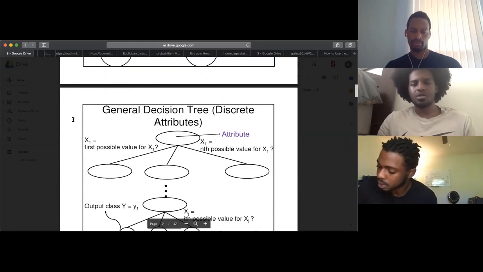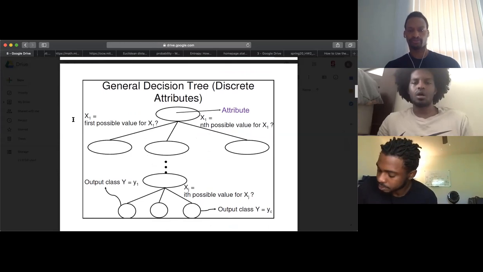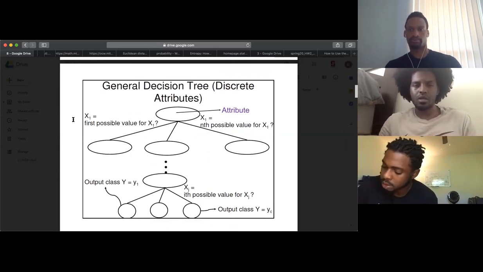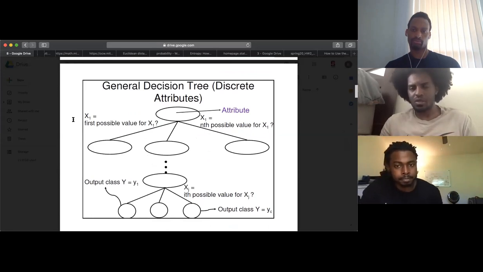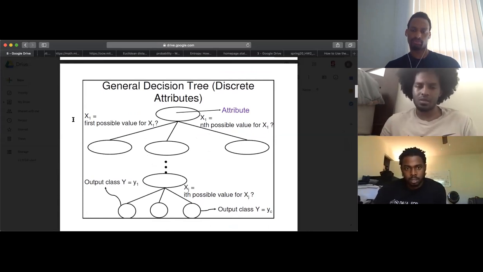Yeah. So here's the general decision tree structure. You start off with all of your data, and then you pick the best attribute, x1 in this case, to split your data on. It will then group things, and depending on how well of a split or predictor it is, you'll eventually lead to the leaf nodes that have the output classes.